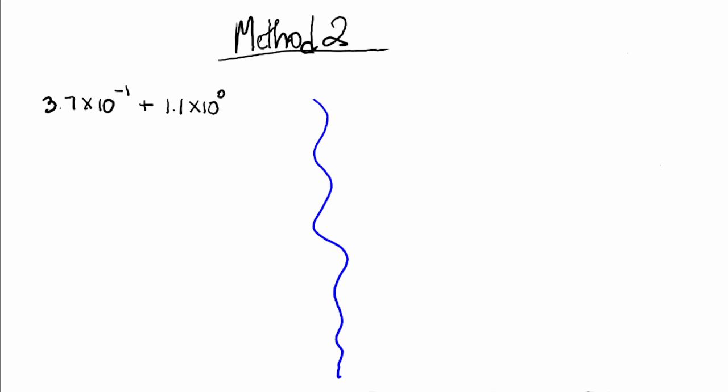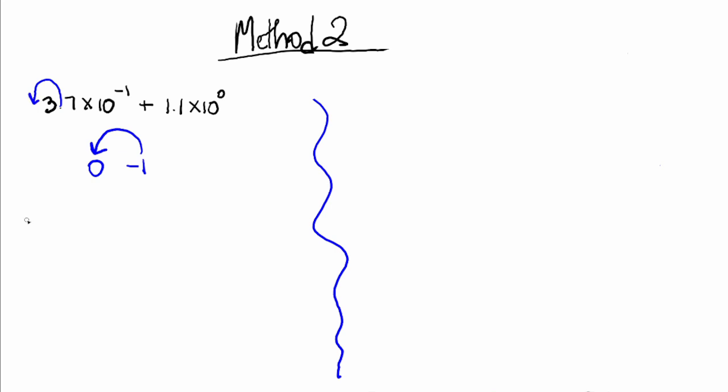In this example, we have 3.7 times 10 to the negative 1 plus 1.1 times 10 to the 0 power. Obviously, the negative 1 is less than the 0. Therefore, the 3.7 times 10 to the negative 1 power will be changed to times 10 to the 0 power. We'll do this by moving the decimal point one place to the left. We'll be moving from negative 1 to 0. One place.